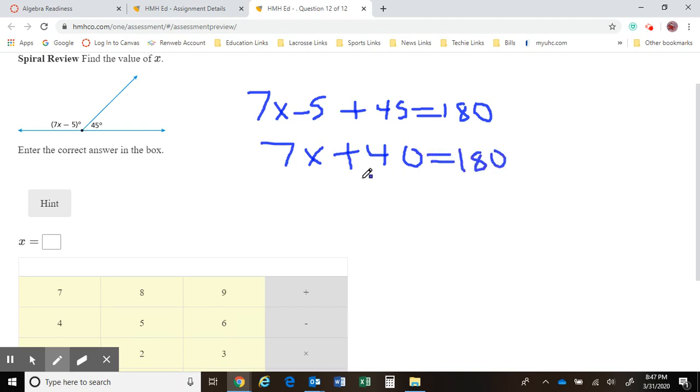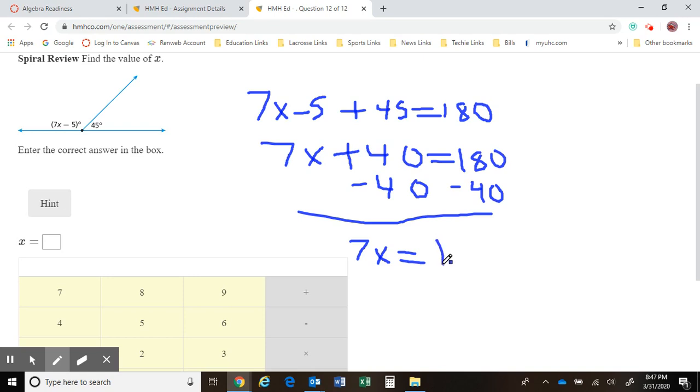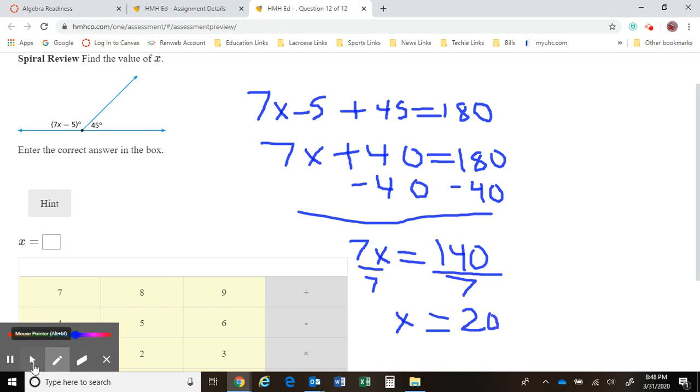And then, of course, I'm going to subtract 40 from both sides. Pretty easy math, hopefully you know. 7x equals 140. And we're going to divide both sides by 7. What's 14 divided by 7? Hopefully you know that's 2. And I bring my 0 down. If you had to use a calculator, that's not a problem. So what does x equal? X equals 20.